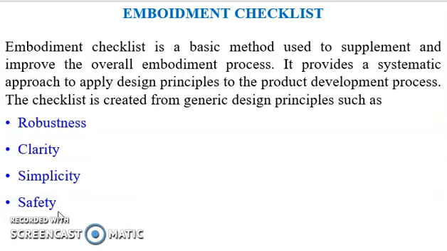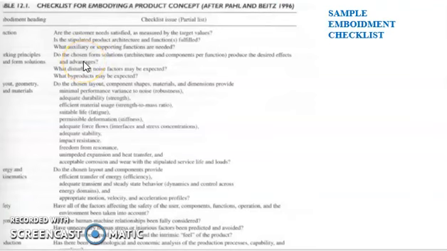This principle should consider strength, reliability, environmental effect, ergonomics, and accident-prevention aspects of using a product. Based on the design principles, that is robustness, clarity, simplicity, and safety, a checklist should be prepared by the design and development team. An example of embodiment checklist is shown here.